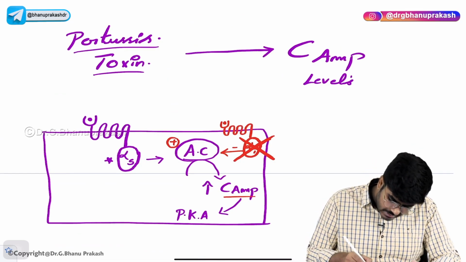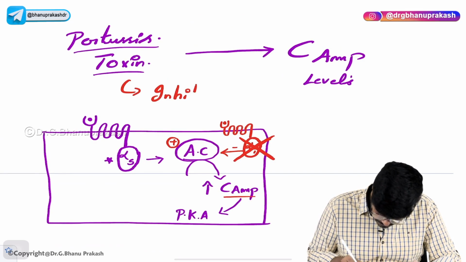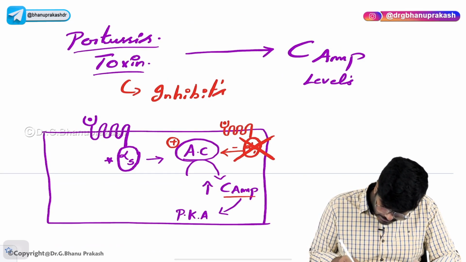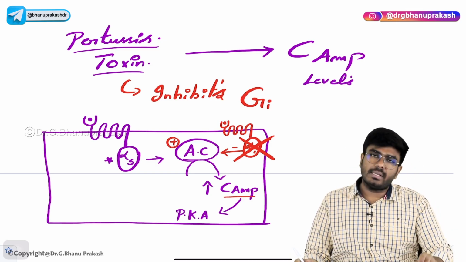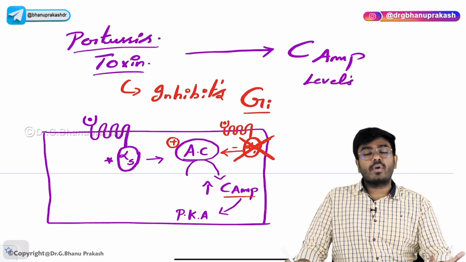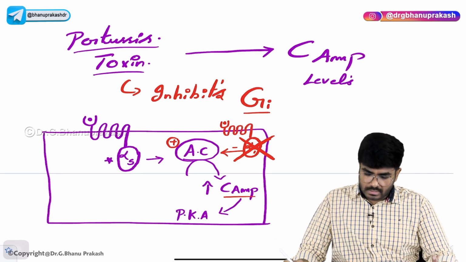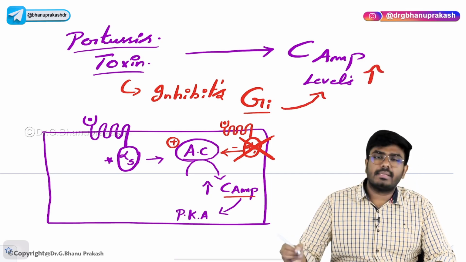So pertussis toxin inhibits the G inhibitory component or alpha inhibitory component. Whenever the alpha inhibitory component is inhibited, automatically cAMP levels will be increased.